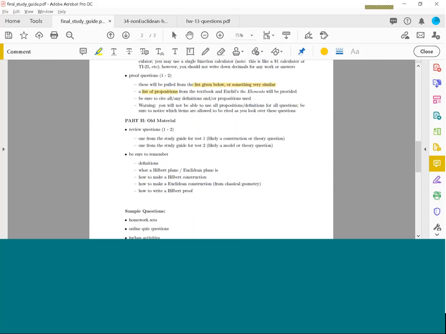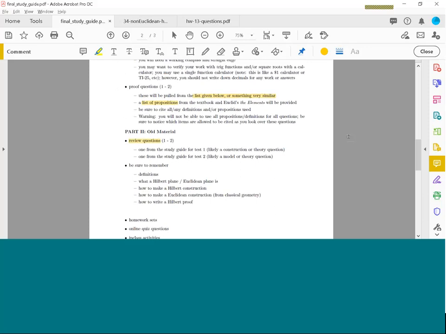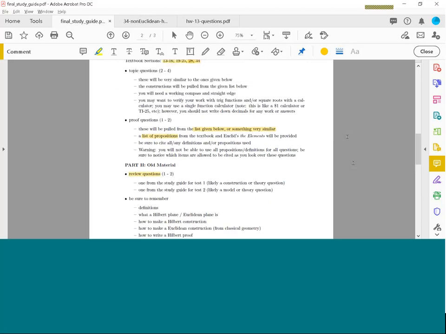The other thing is, in terms of old material, there will also be 1 to 2 questions from the past material that we have. Now, if this was a paper test, here's how it would go. There would be 7 questions or 7 pages. There might be subparts on a question. 1 question would be from test 1, 1 question would be from test 2, and the other 5 questions would be a test 3. So exactly the same length as our normal test.